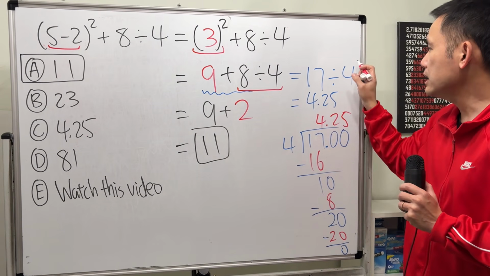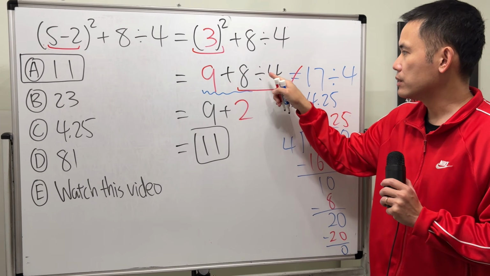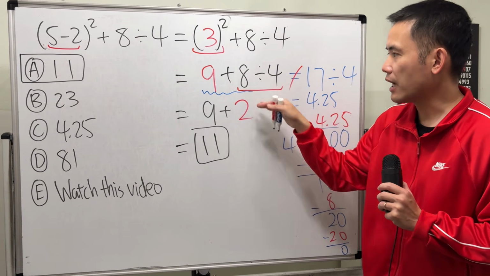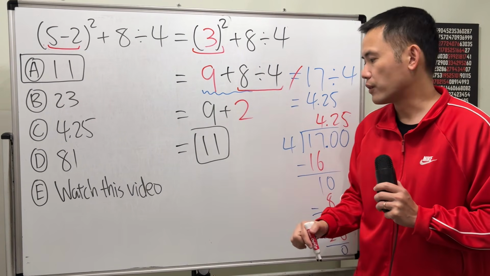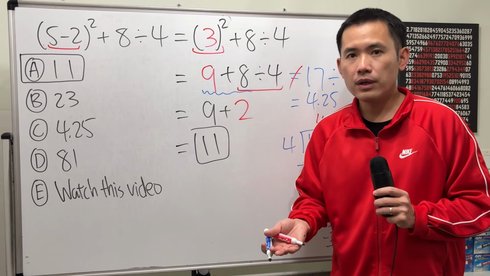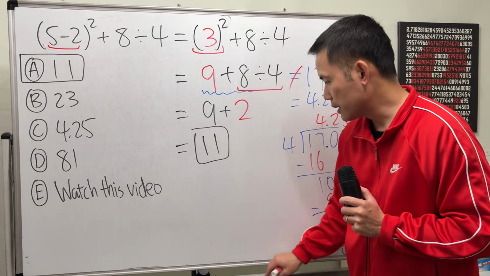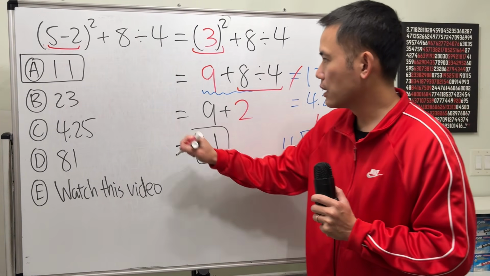Well, the math right here, like 17 divided by 4 is correct. However, this is incorrect because when you have addition and division in the same line, you have to work out the division first. That's because of the order of operations. And this is how I like to kind of show students the order of operations, is actually to use a pyramid. I will do it right here.